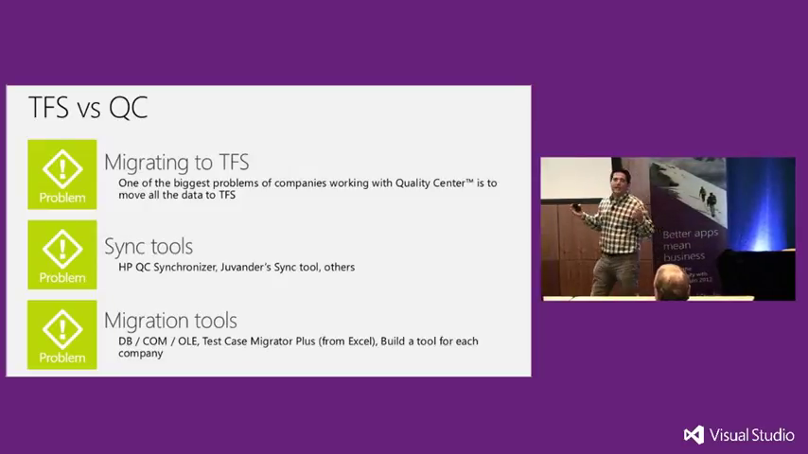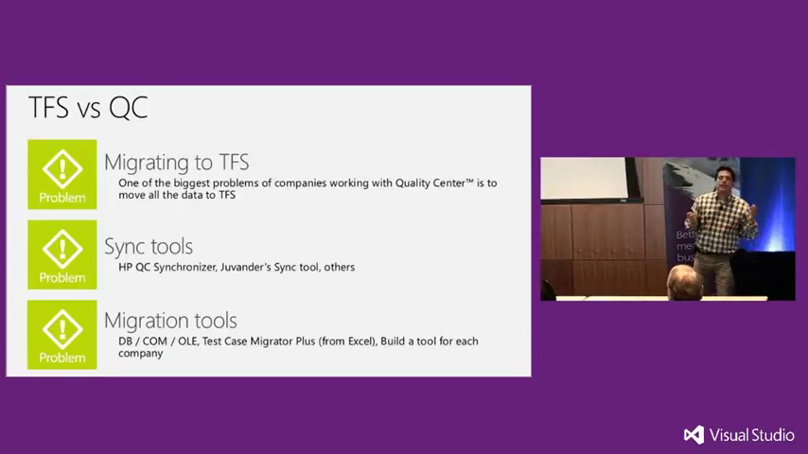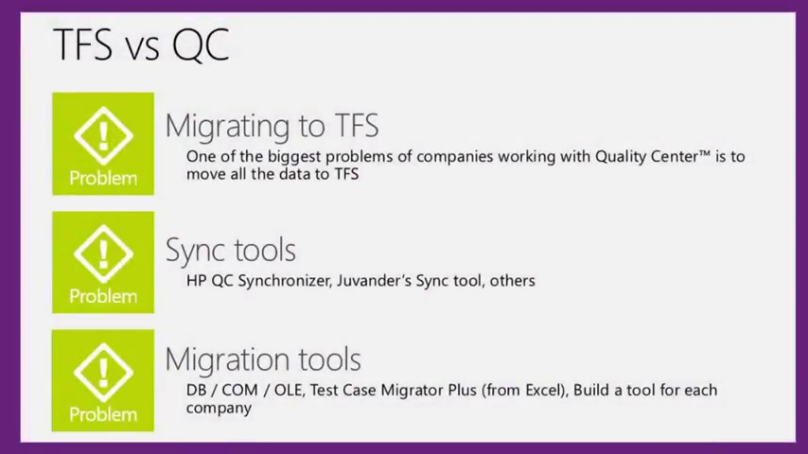Many companies still use QC, and they would like to use TFS. And in order to do that, they have two options: migration tools and sync tools. For example, HPQC only synchronizes bugs, and you have Opshtec's tool that synchronizes bugs and requirements. None of them migrate. QC itself exports. If you try to migrate, you export requirements to Excel, or you find yourself writing your own solutions all the time.